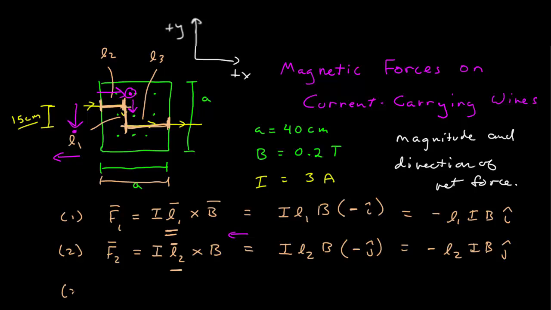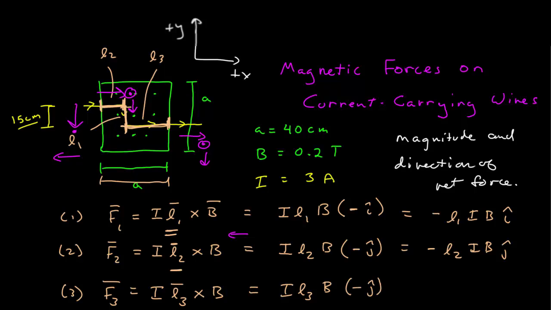Now if we do the same thing with 3, F3 is the current times the L3 vector cross B. Note we have the same situation again and the same orientation. Current is going to the right, I flip my hand out and I get my thumb pointing down. And so negative j hat, and so the resulting force on the third component is negative L3 I B j hat.